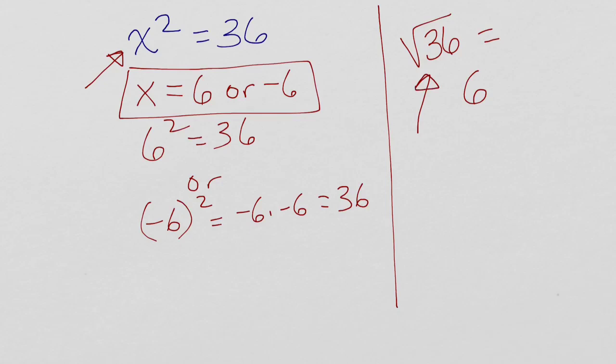So the key is, in the instructions, have you been given the square root symbol? In other words, has this square root symbol been given to you? And in that case, it's asking for the non-negative answer.